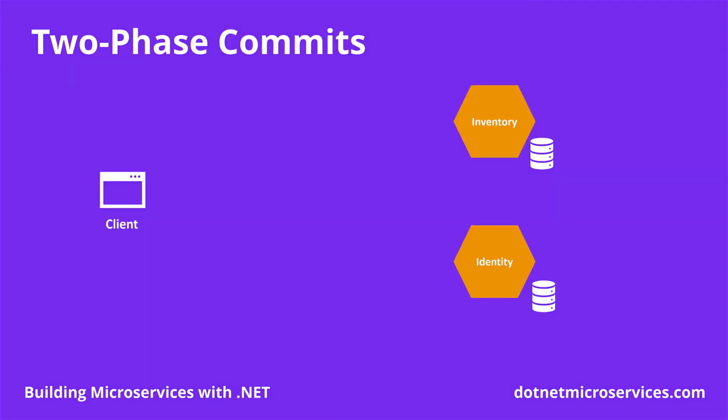To understand how the two-phase commit algorithm works, let's go back to our purchase scenario, now in the context of our microservices architecture. Here we have again our client and our inventory and identity microservices, each of them with their own database. The two-phase commit algorithm requires a central coordinator, which drives the whole distributed transaction. So let's bring in a new trading microservice to fulfill this role.